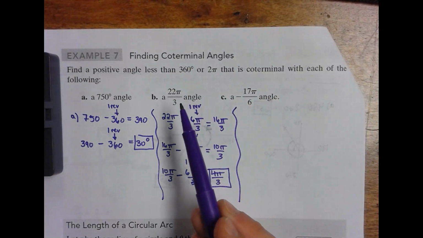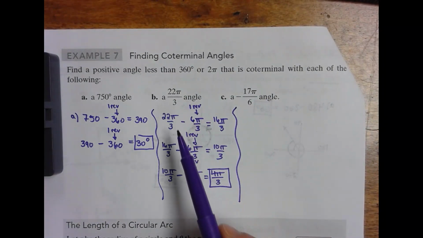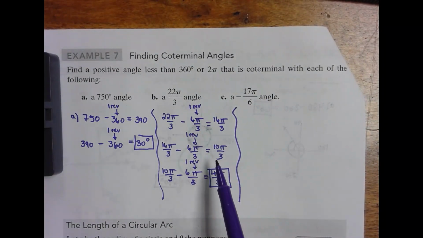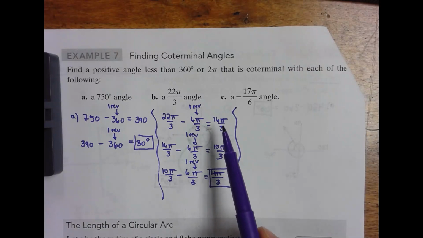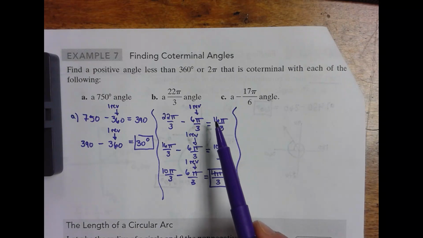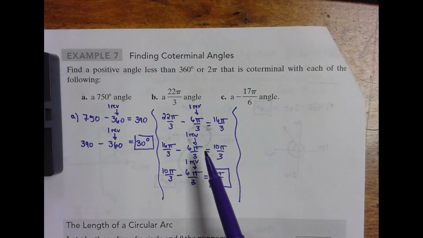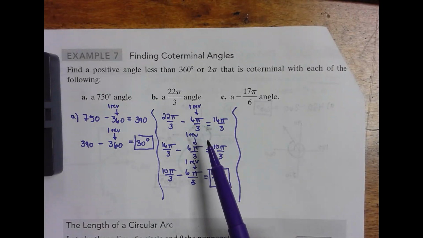So with the positive radian measure, it's a little bit tricky because right at each point I had to ask myself, okay, am I still greater than 2 pi? I had to do a little bit of fraction work to decide that 16 over 3 is still more than 2 pi, and that 10 over 3 is still more than 2 pi. So it's a little bit trickier when we're subtracting away the radians.